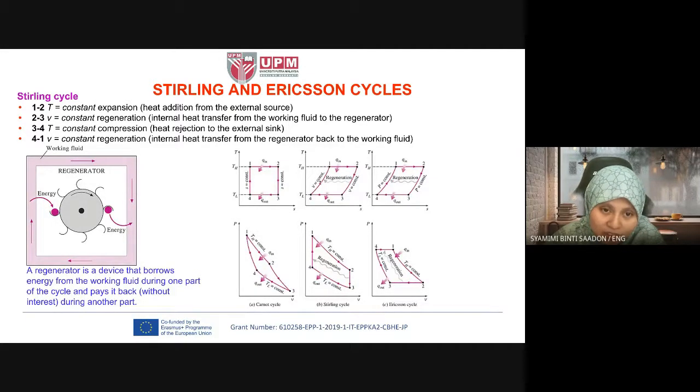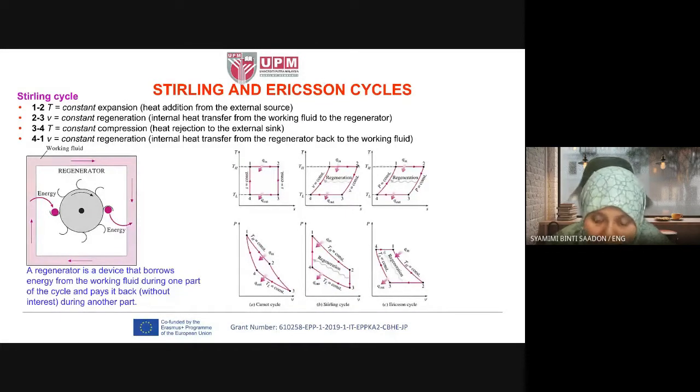at the colder part. Okay, so in a cycle there's always one part at the highest temperature, one part at a lower temperature. So the higher temperature part for this Stirling cycle is 2 to 3. Okay, and the lower temperature part is 4 to 1. Okay, the same as this one, 2 to 3, 4 to 1. Okay, high temperature, lower temperature.